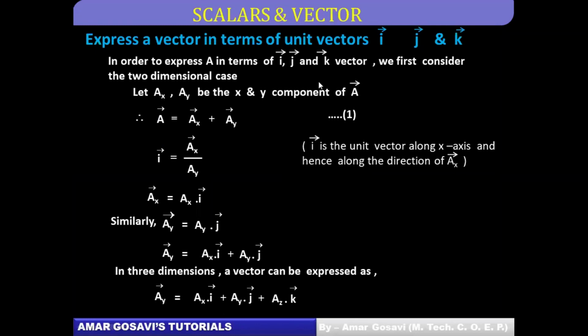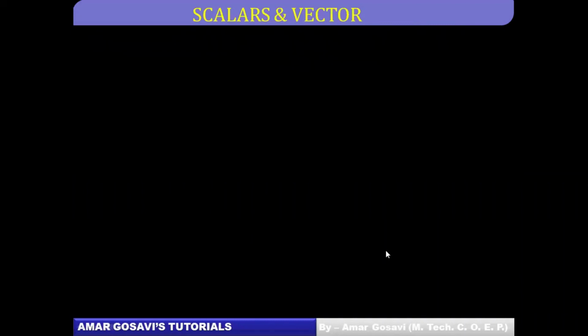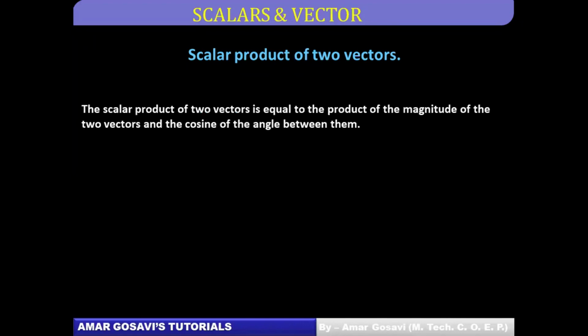Okay, so let me tell you, there are two ways of multiplying vectors. Today we are going to see the first way. Tomorrow we will see the second way to multiply vectors. The first way of multiplying vectors, we call it scalar product or dot product. So I'll just show you that. First way of multiplying two vectors is called scalar product. The other name for it is dot product.